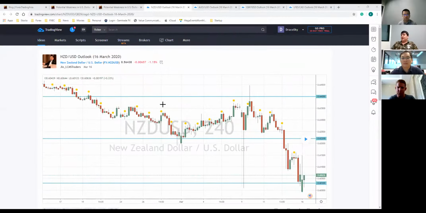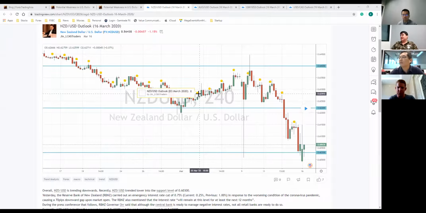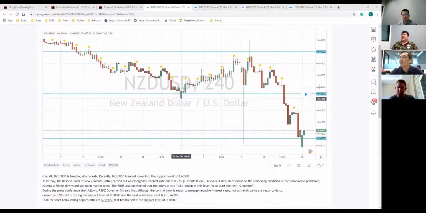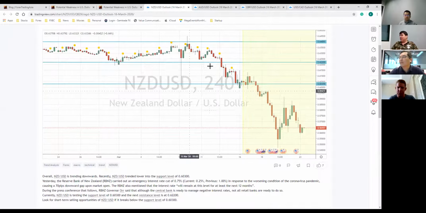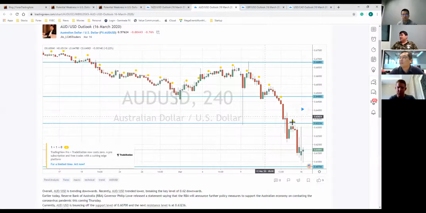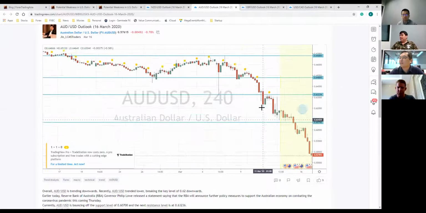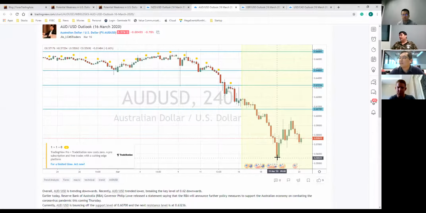Yep. So when I'm talking about the New Zealand dollar, this is from last Monday's chart that we shared on our Trading Asia. It broke through the support and went all the way down to another support level. And the same goes for the Aussie dollar, breaking down all the way to here. And there's another support level over here if you take a look at our latest blog.